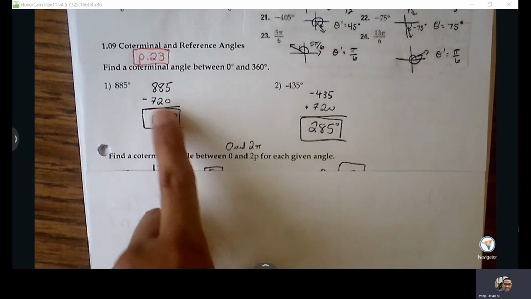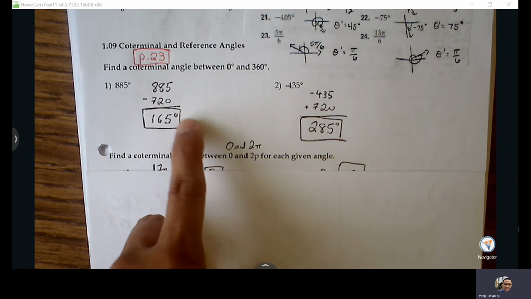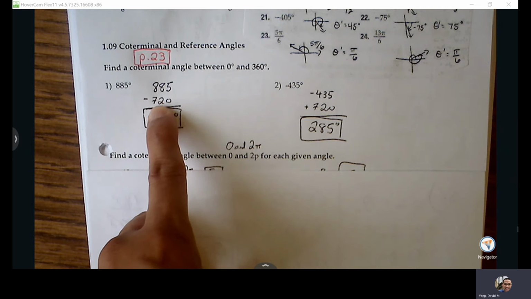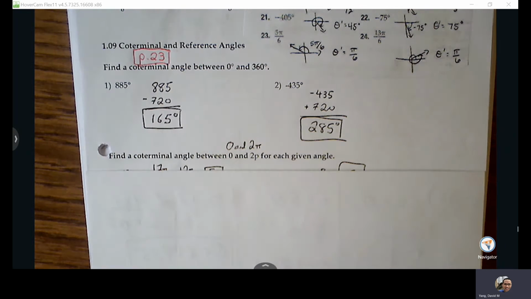So I'm just going to subtract 360 once. It didn't quite get there, so I subtract 360 again. Ultimately, I'm going to subtract 720, which is 360 twice, and I'm able to make my way down to an angle measure that I can recognize between 0 and 360, so 165. I said 720, but you can just do 360 twice, and that'll get you there.